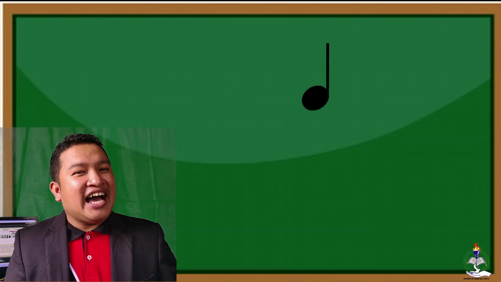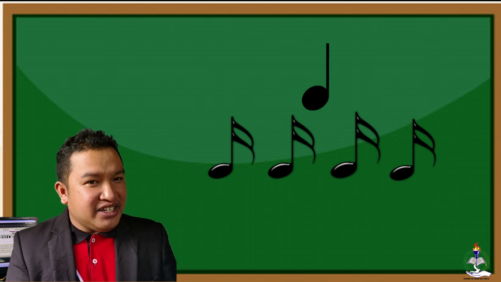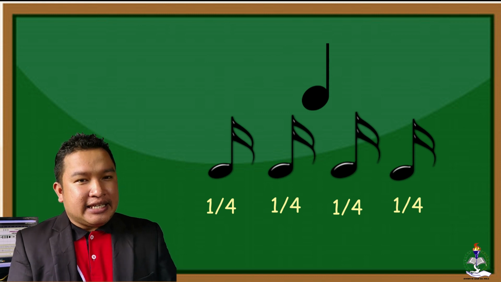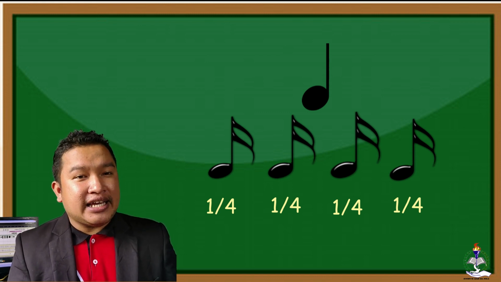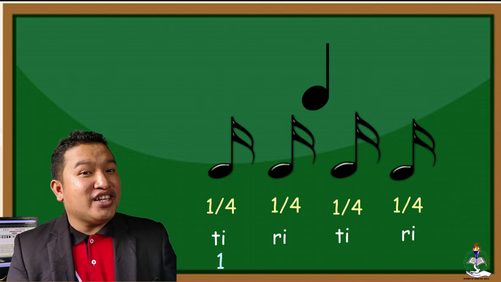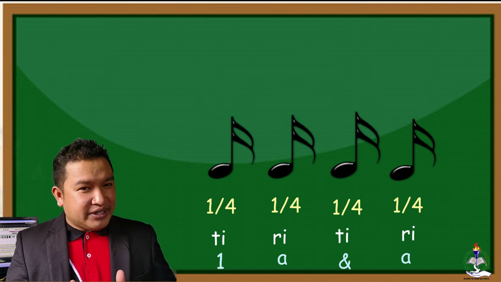One quarter note has 4 16th notes, and that implies that the value of the 16th note is 1/4 beat. And this will be done by clapping 4 times and saying the syllable tiri tiri or simply count 1 and a. Did you understand? Very good.